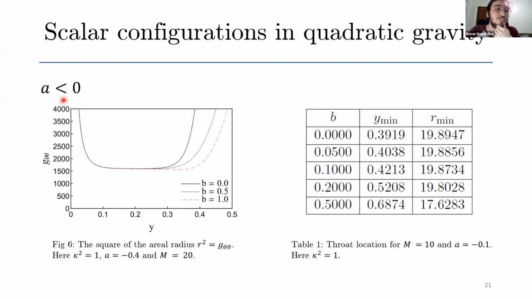But when we consider negative values of A, we have a very different behavior. The area radius now presents a minimum, and this indicates that this spacetime is a wormhole, and this minimum indicates the presence of a throat. As you can see here, this throat location depends on the choice of the parameter B. As we can see, the throat location is always smaller than the Schwarzschild radius of a Schwarzschild black hole with the same mass.